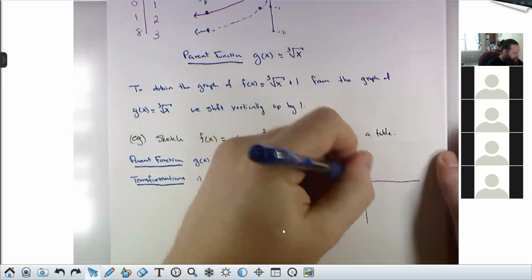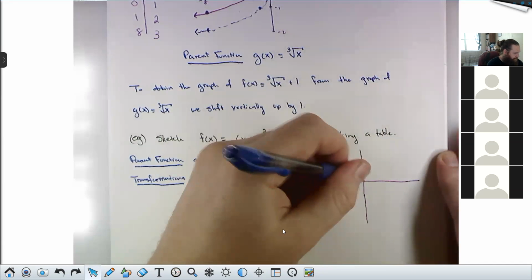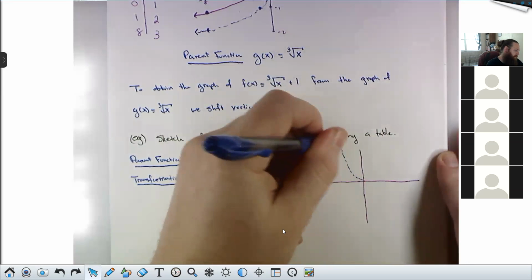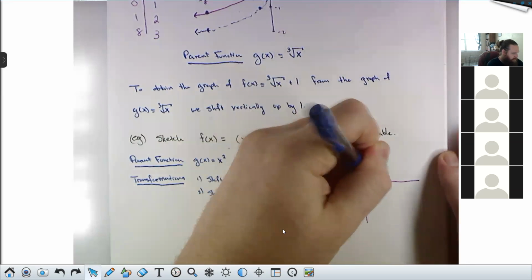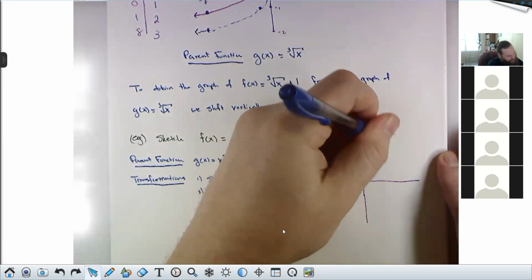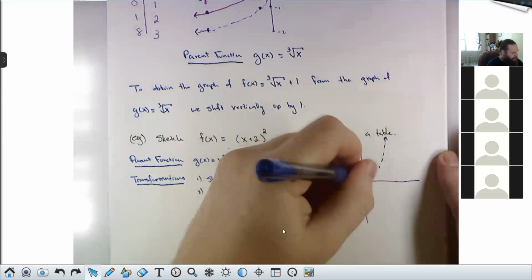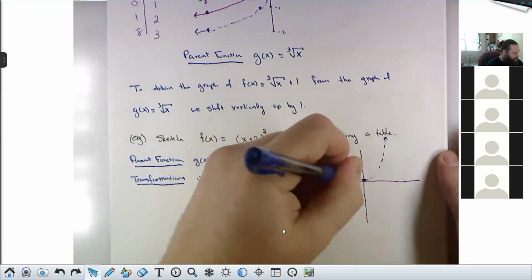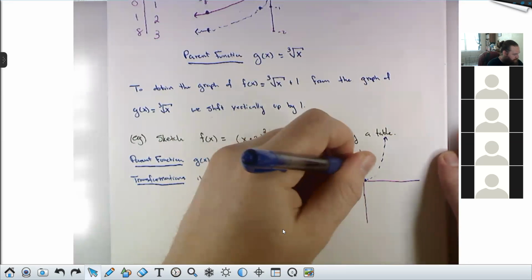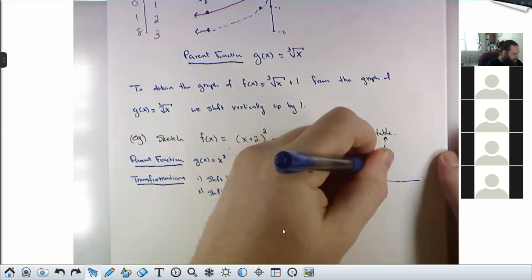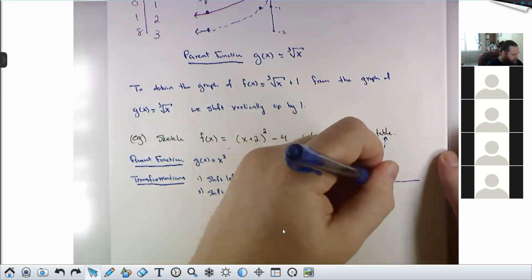Okay, x squared, it's like this. Some points that are on that graph: (0, 0), (-1, 1), and (1, 1).